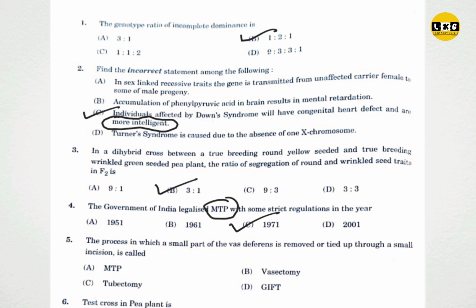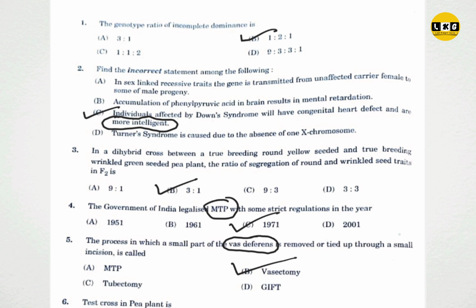Fifth one, the process in which a small part of the vas deferens is removed or tied up through a small incision is called. So, here vas deferens is given. It is a permanent or surgical method of contraception known as vasectomy. So, option B, vasectomy, right?